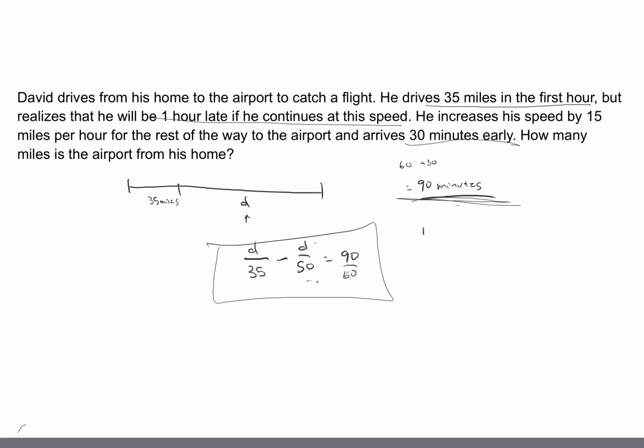So I think if we look at this, it's 15 over 35 times 50 equals 90 over 60. So it's 3D over 350 equals 3 over 2. And D over 350 equals 1/2. D equals 175, I think.